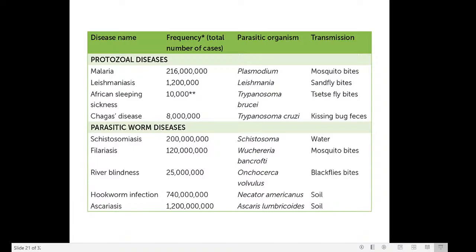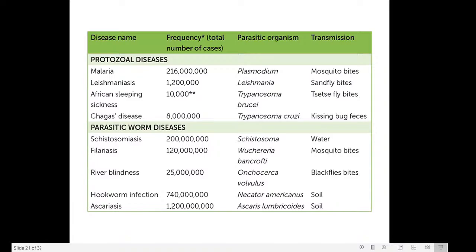And then parasitic worm diseases, all these are only worm diseases. So the worms cause diseases. Okay, then Schistosoma, it's transmitted through water and causes schistosomiasis. And Wuchereria bancrofti is transmitted by the mosquito and causes a disease called filariasis.